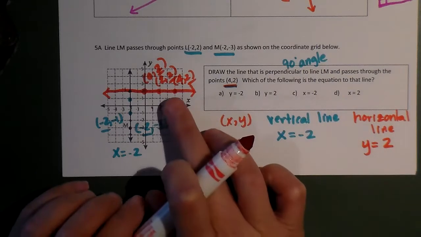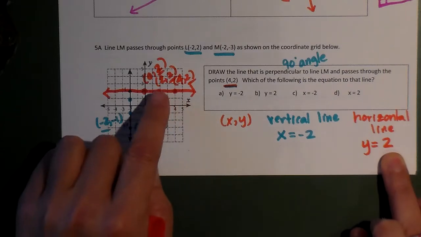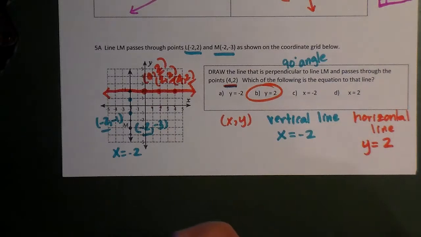So we're looking for the red line. That's a horizontal one. So we're looking for something that says y equals. And on this line, all y coordinates are 2. So that is our answer.